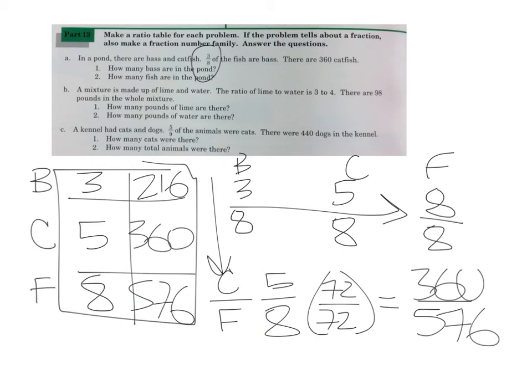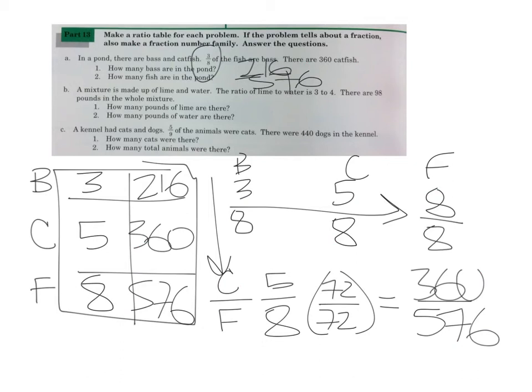All right? I'm going to have to answer the questions. Number 1 here, how many bass are in the pond? So number 1 is going to be 216. And for number 2, how many fish are in the pond? Fish is 576.